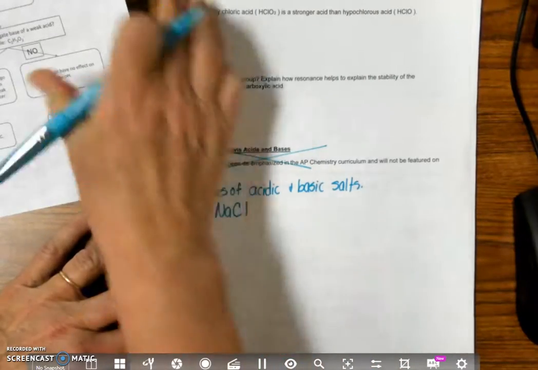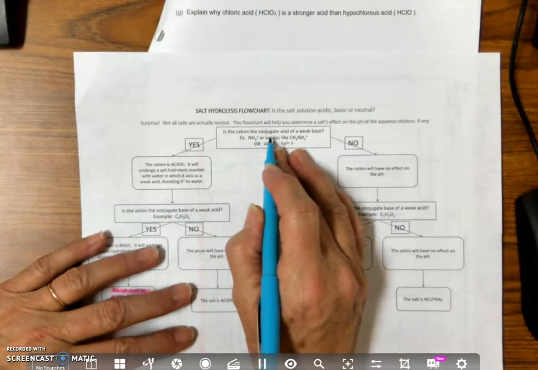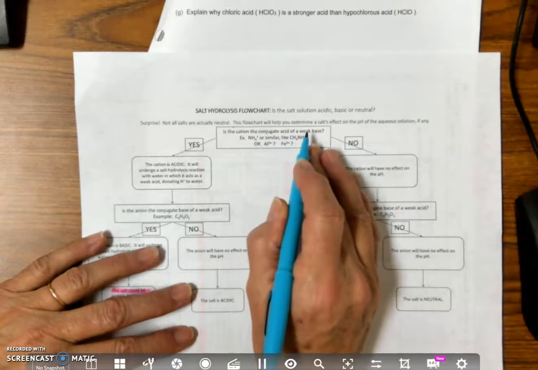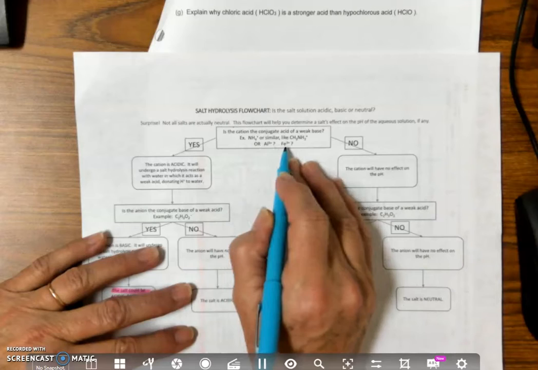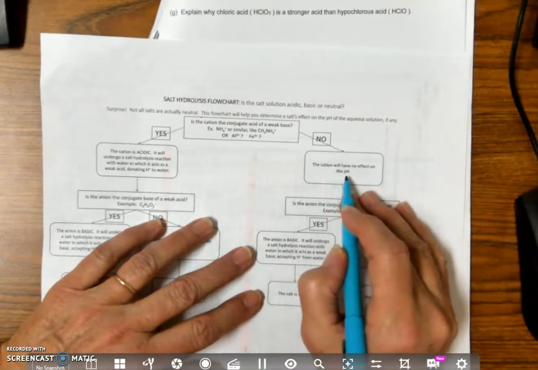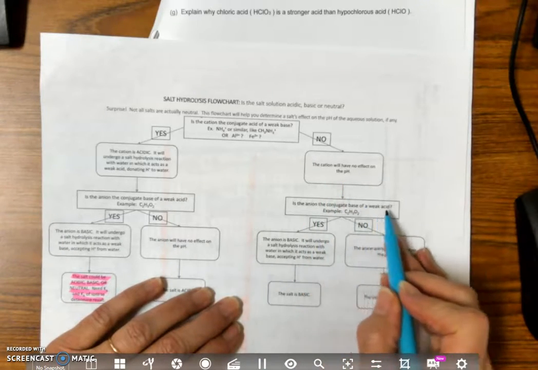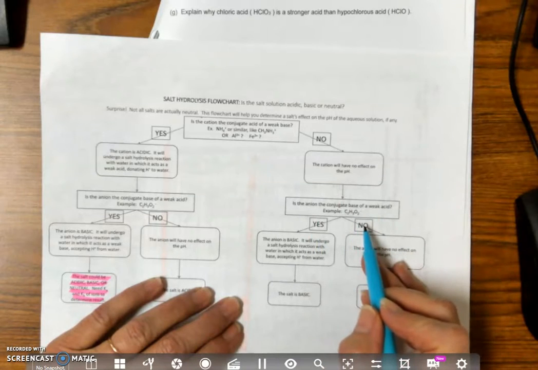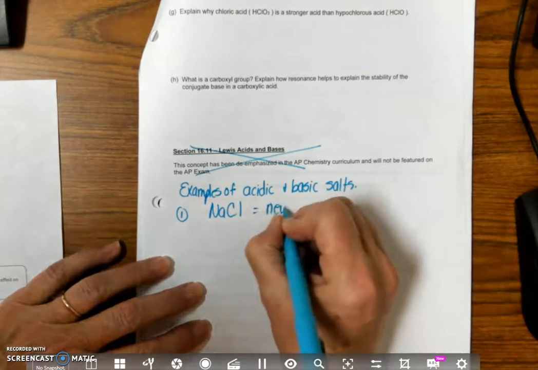Sodium chloride. All right. So you go to your flow chart and you say, okay, is the cation the conjugate acid of a weak base? Any kind of amine or these cations? No. So I'm over here for sodium chloride. The cation will have no effect on the pH. It's sodium. Is the anion the conjugate base of a weak acid? No, that is not. Cl is a conjugate base of a strong acid. The anion will have no effect. The salt is neutral. So this is a neutral salt.